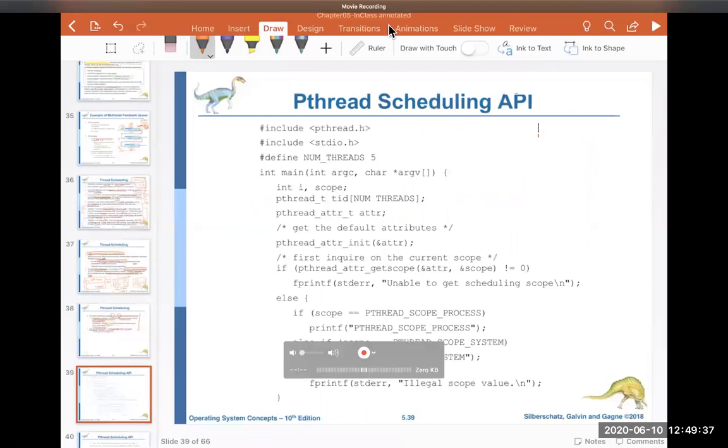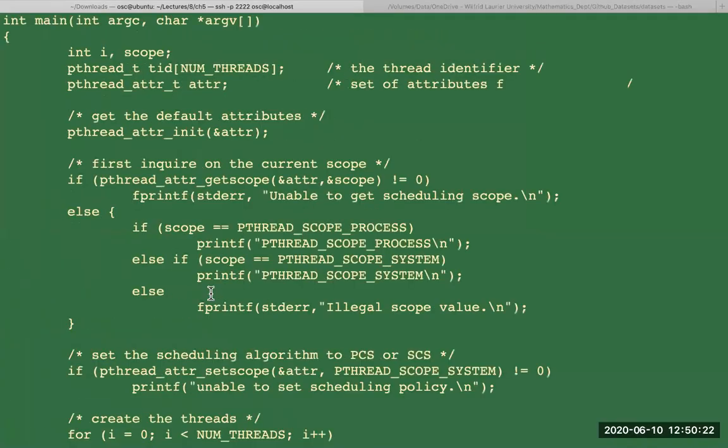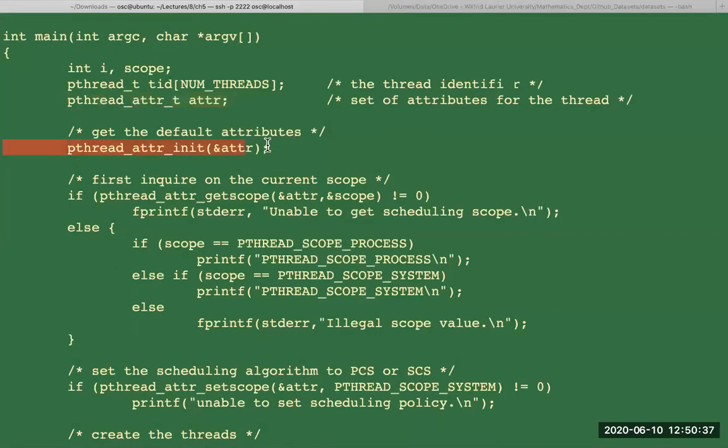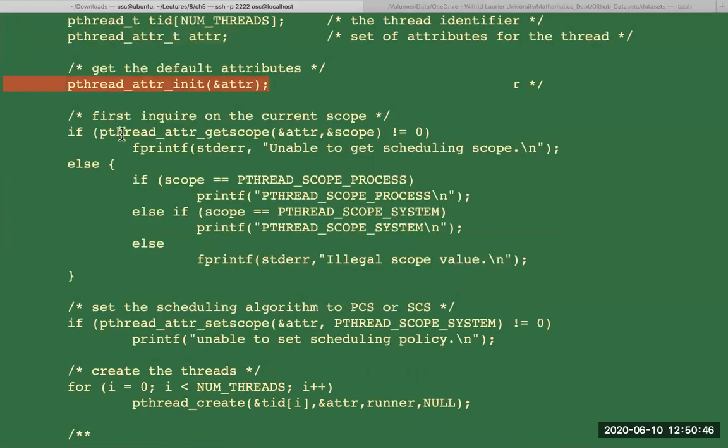Let me open this program and let's see. Here is the program which creates the threads. You can see the number of threads we want to create, then the attribute structure is created, and here we are passing the initial default attributes for the creation of the threads. This is the function which would get the scope. The scope is either PTHREAD_SCOPE_PROCESS or PTHREAD_SCOPE_SYSTEM. So it basically tries to find out what system it is.